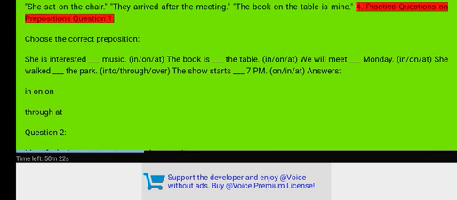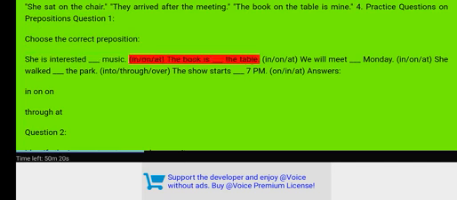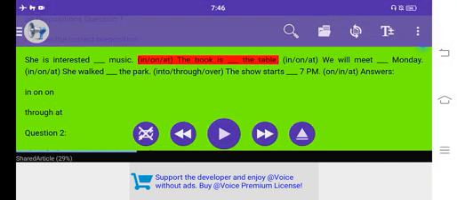4. Practice questions on prepositions. Question 1. Choose the correct preposition. She is interested ___ music. In, on, at. The book is ___ the table.